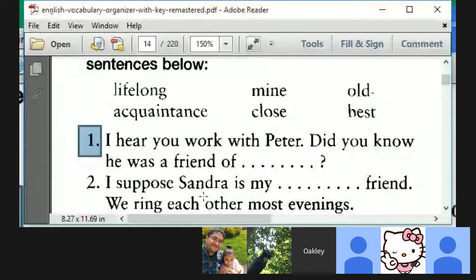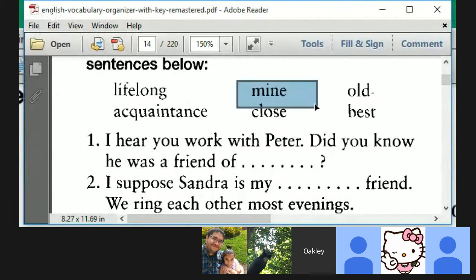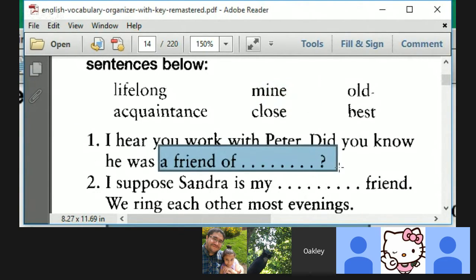I hear you work with Peter. Did you know he was a friend of mine? Okay. Well, a very common phrase, a friend of mine. And we don't use the word mine very often, but in this phrase it's very common.